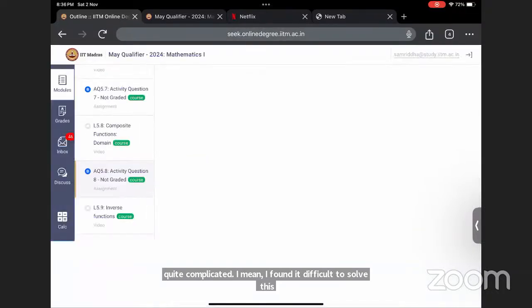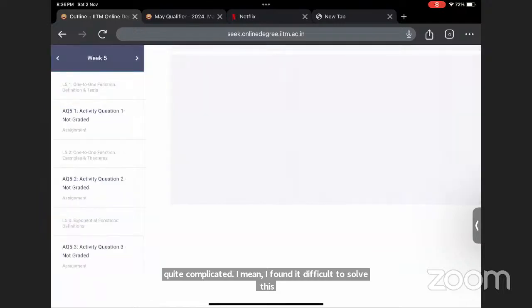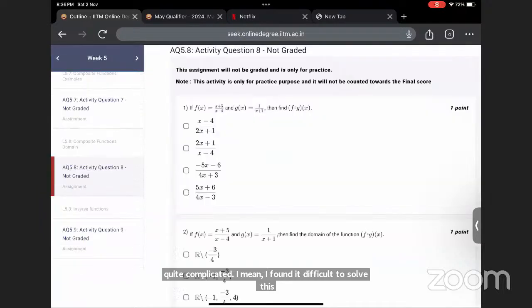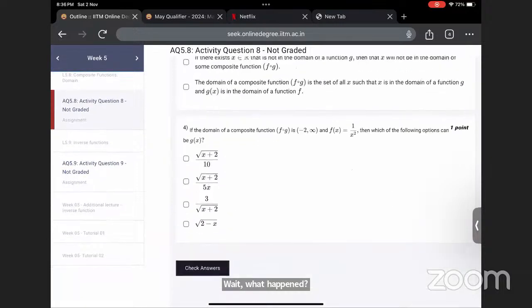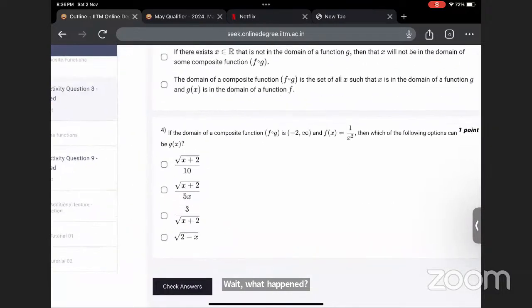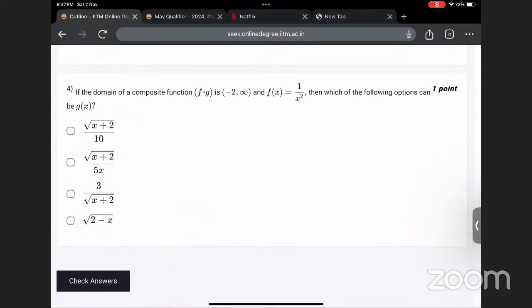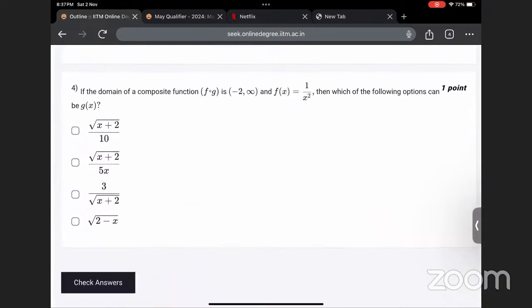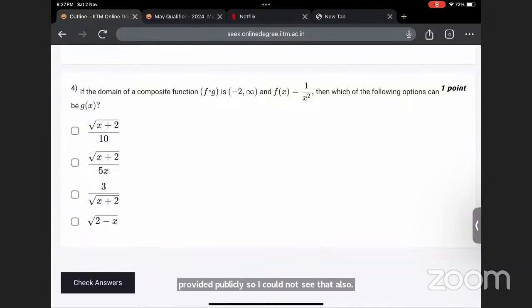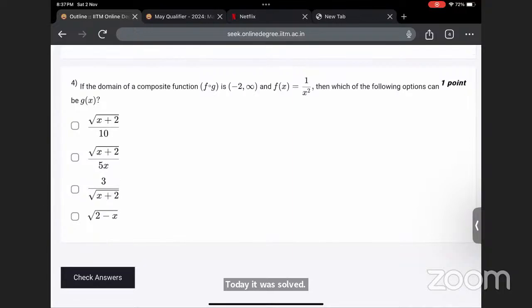Wait, what happened? I'm not sure they have solved it in the open session, because some of the open session recordings are still not provided publicly, so I could not see that either. Otherwise, I would have referred to it. There are some recording problems. Maybe I didn't solve it. I couldn't remember.